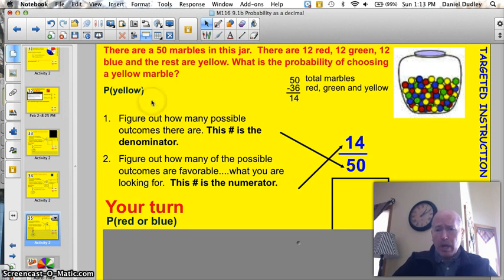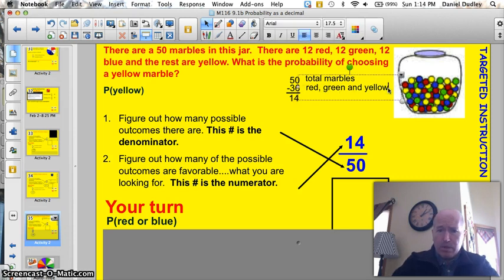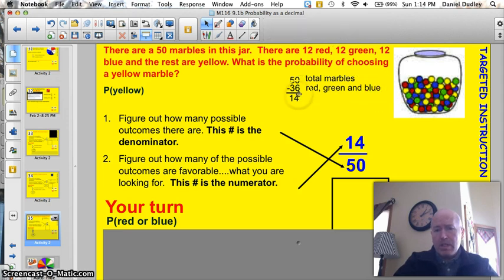And they've given us all the information. So what I did was there's a total of 50 marbles. So I can put that number right down there. They told us that. That's my denominator. But we know that we have 12 red, 12 green, and 12 blue. So that's 36. If I take 50 and I subtract 36, I'm going to get the total number of yellow. This is actually blue here. So I have 14 yellow marbles. So that becomes my numerator. 14 out of 50 chance of pulling a yellow.